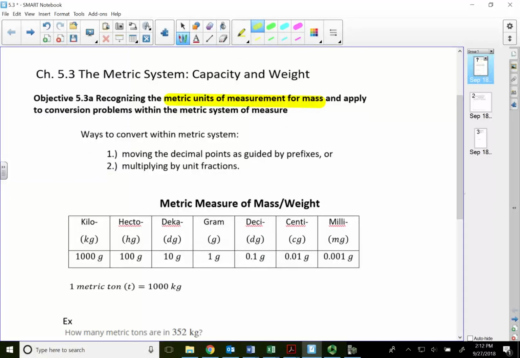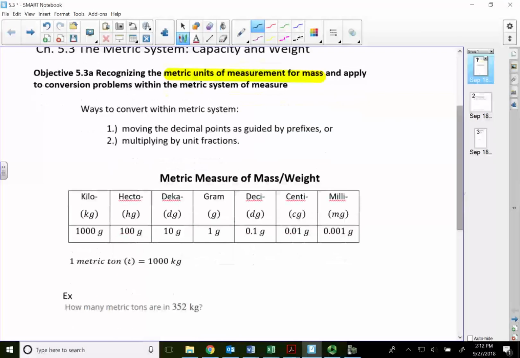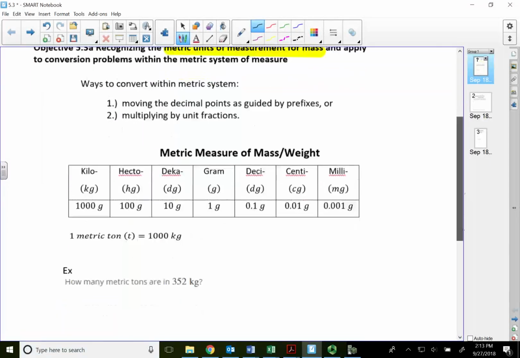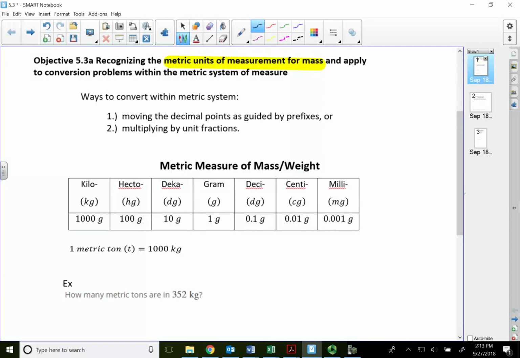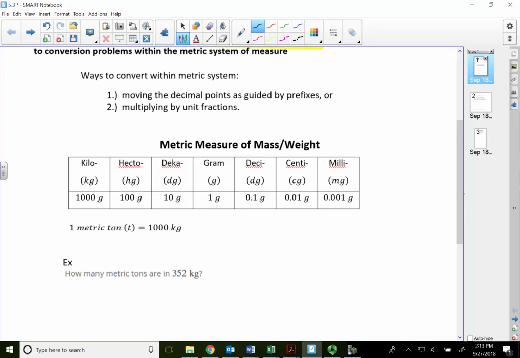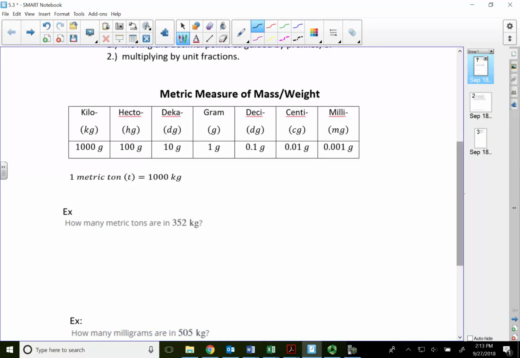So again, here we're going to convert from metric units to other metric units involving weight or mass. This is just like converting from one length to another length within the metric system. As you can recall, the easiest way to do this is moving the decimal point as guided by the prefix, or we can multiply by the unit fractions. I'm going to show you how to do this exactly the same way as with kilometers, millimeters, and meters.